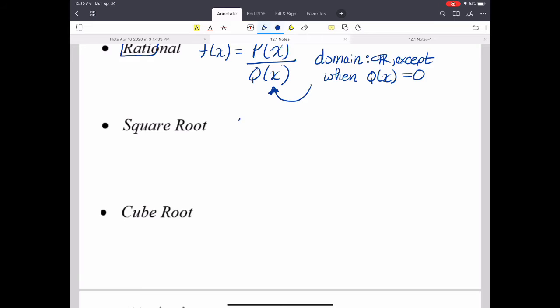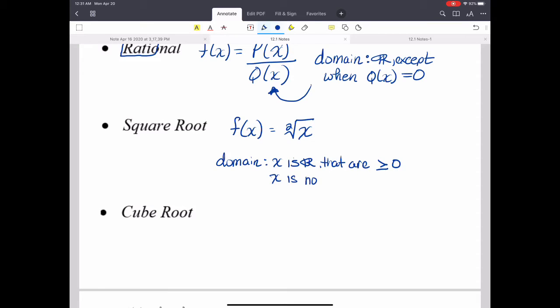A square root function is going to be f of x equals the square root of x, something like that. And the domain here, if you remember correctly about square roots and radicals in general, we want to make sure that x is all reals that are greater than or equal to 0. So we want x to be non-negative.